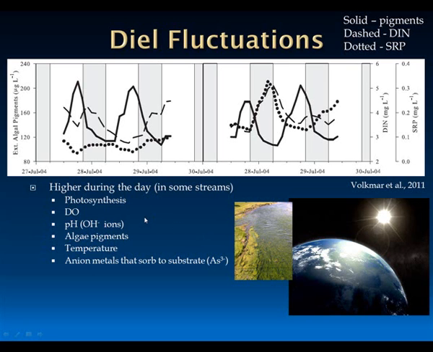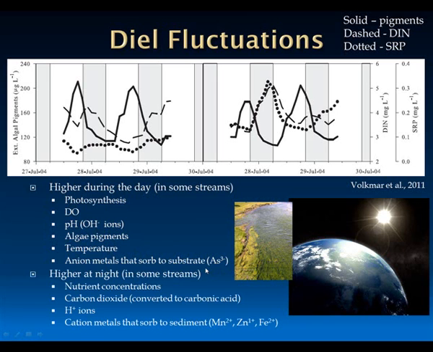pH is going to be higher because of increased concentration of hydronium ions, and I'll talk about that on the flip side in just a second. Algae pigments are going to be higher. Temperature is probably going to be higher in the day, and in some cases anionic metals that sorb to the substrate, and this is because of displacement by the higher concentration of hydronium ions, that you can bump things off of the substrate. And I'm not going to go into that, but it's a pretty interesting component as well.